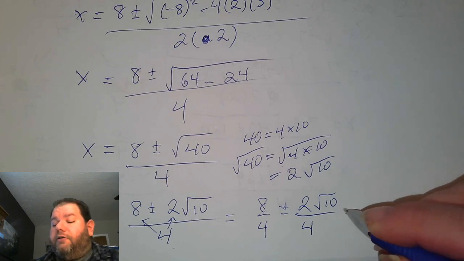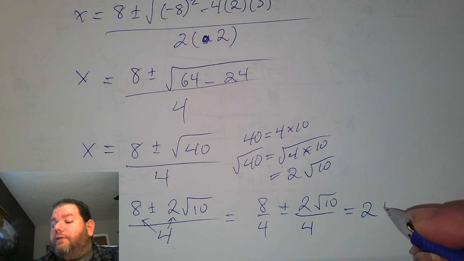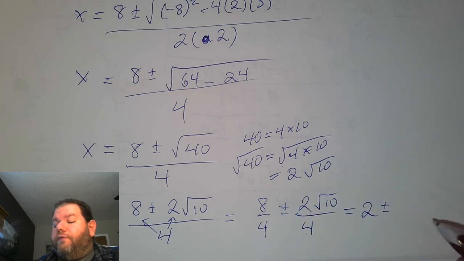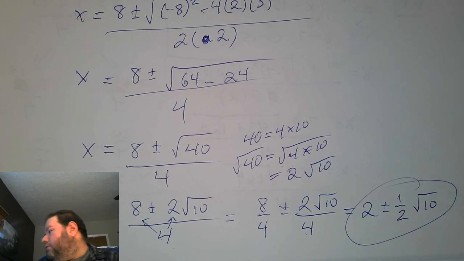We would go ahead and make that 8 over 4, plus or minus 2 over 4 times the square root of 10. We can think of 2 over 4 as 1/2, so 1/2 square root of 10. We could write 0.5 if we want to use a decimal instead. That would be perfectly fine in that case. But yeah, we do have a couple of options.